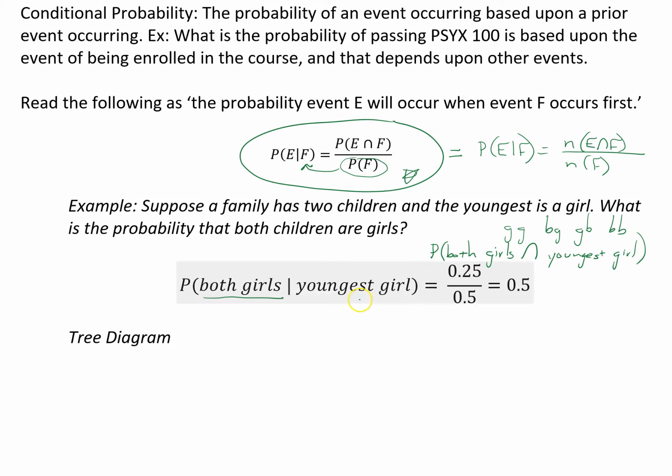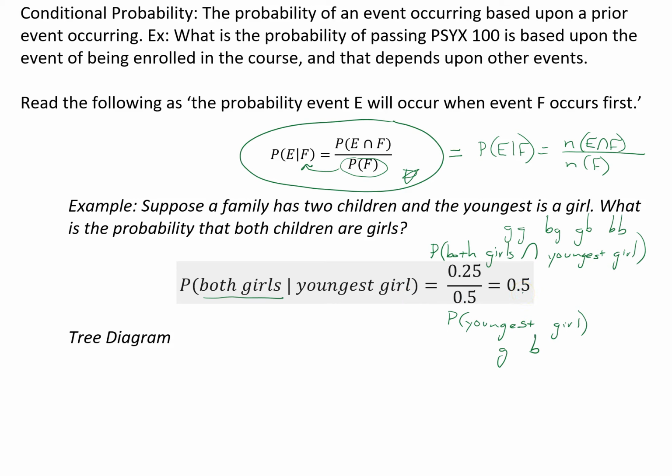The denominator is the probability of the youngest being a girl. When we're focusing on the youngest being a girl, that's the second child, and we're only focusing on the second child. The second child could have been a girl or a boy. So being a girl is a 0.5 or a half chance. A 0.25 divided by 0.5 becomes 0.5 when you simplify it. So the probability of both being girls, given the youngest one is a girl, is 0.5.